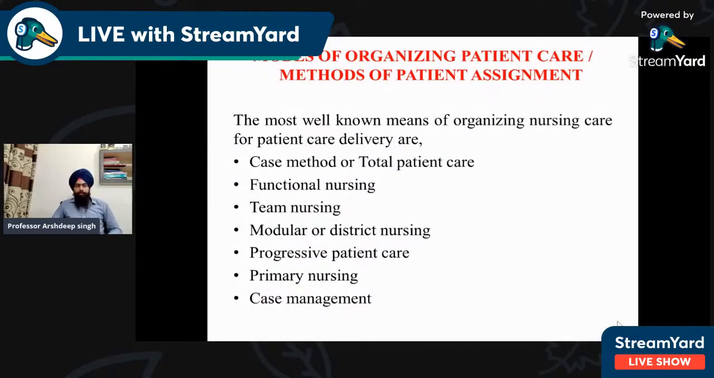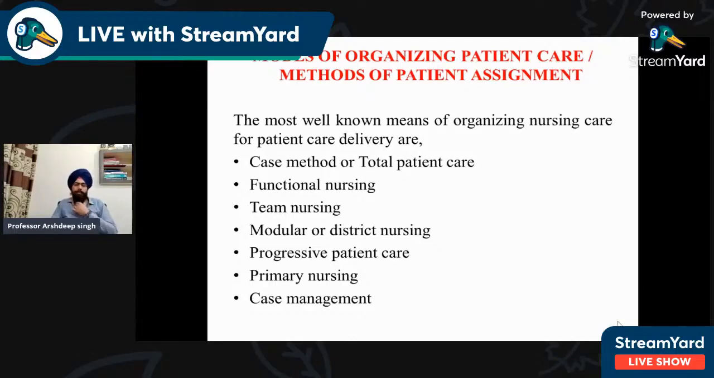So the next one is the modes of organizing patient care, methods of patient assignment. So how will we arrange staff? Now we have categorized the patient according to their condition, but how will we select staff to work as providers of care to these 4 categories of the patient? So there are different methods. Total 7 methods are there.